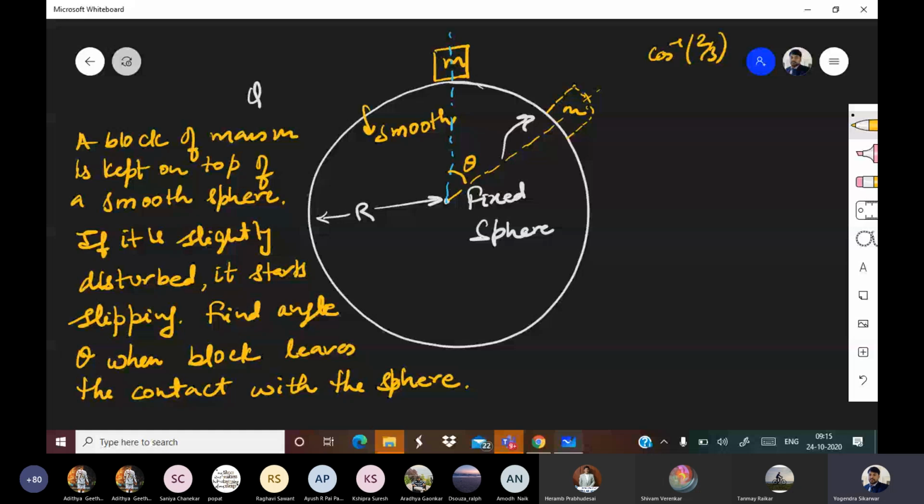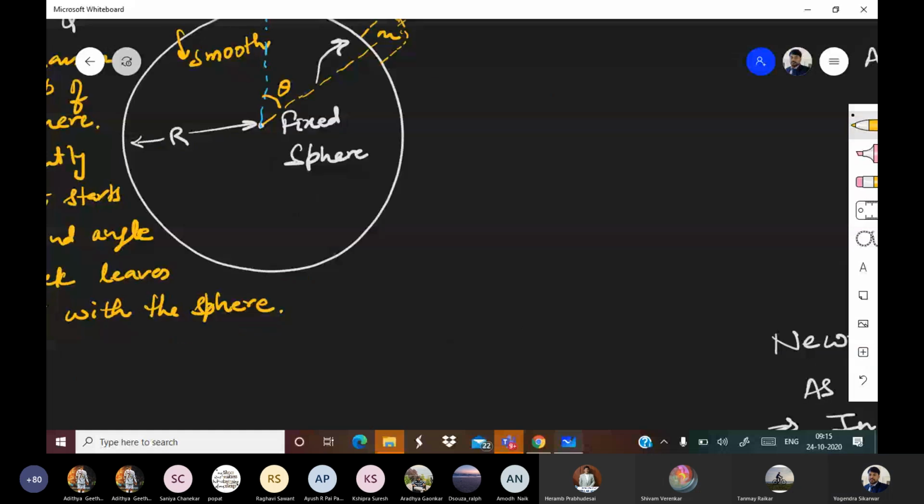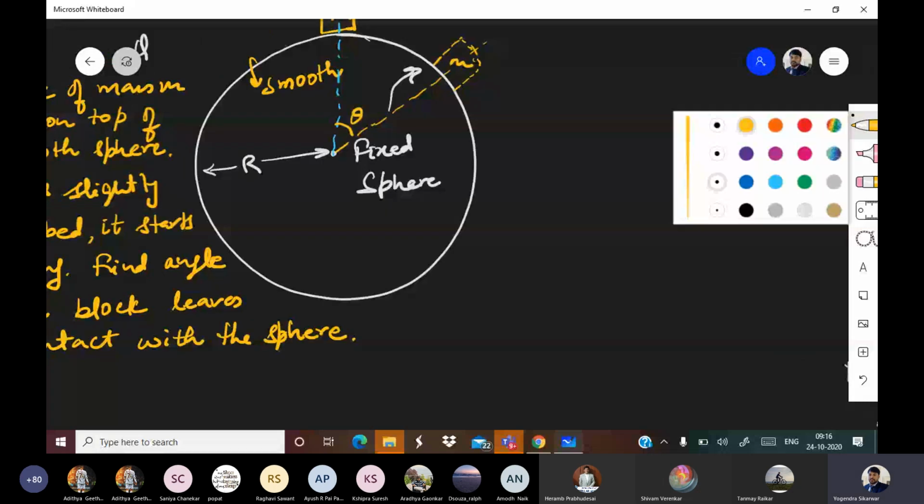Okay, everyone, please pay attention. Enough time given. We need to start, and we are starting. So, there are 2 points which we need to see. This is the initial point, and this is the final point where it is leaving the contact, right? I am considering this point as A and this point as B.